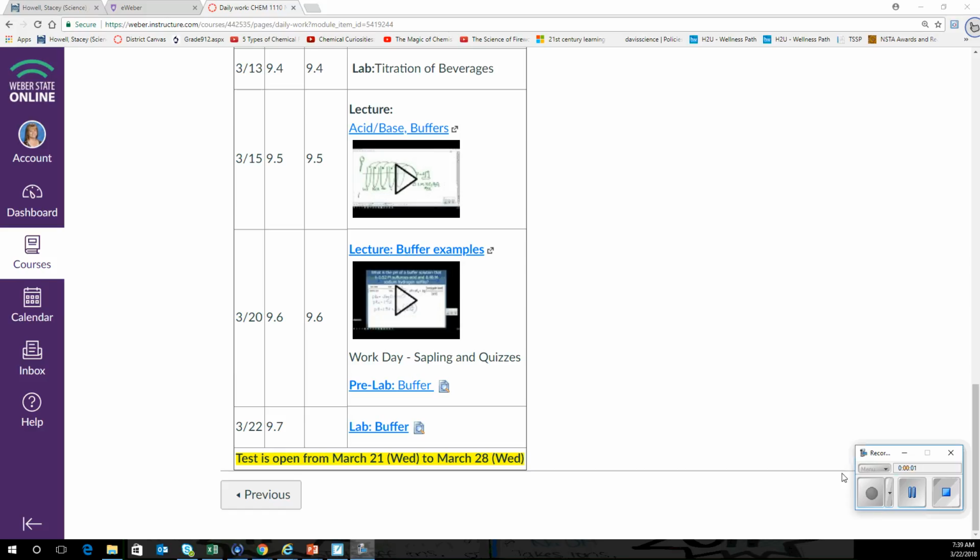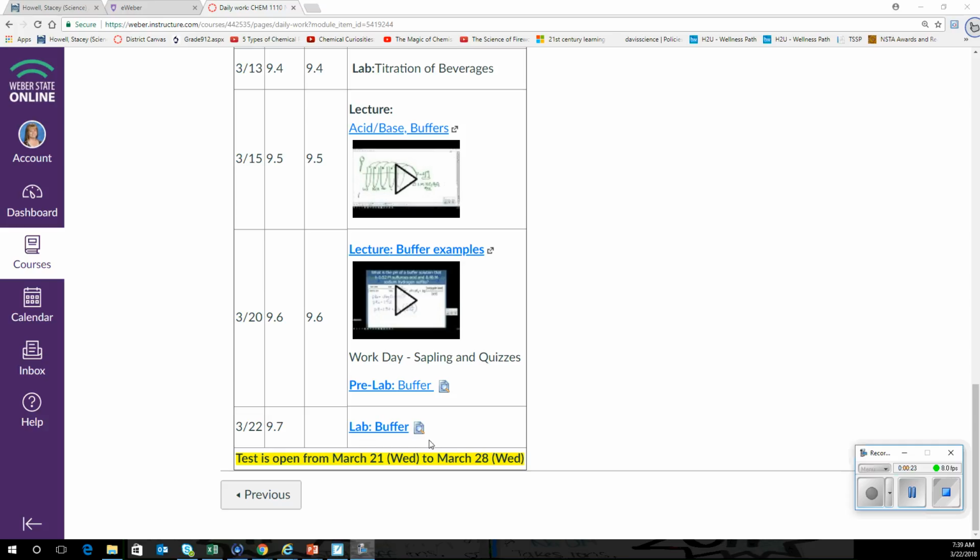Notes I'd like to give you. We are doing a buffer lab today. We're going to split it up, probably have each of you do your own thing. And then four of you share data. So you're going to work together, but you're all going to do one titration, so that we don't have to all do four. Does that make sense?